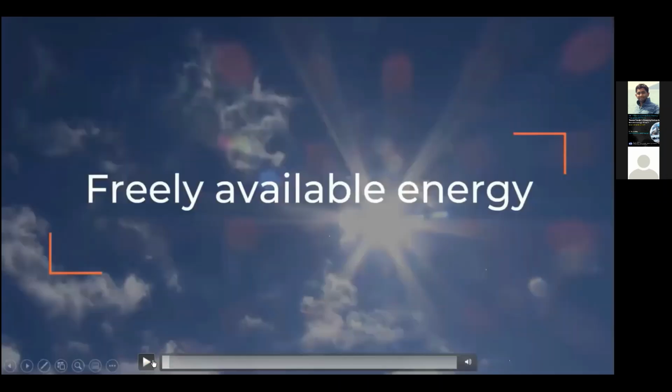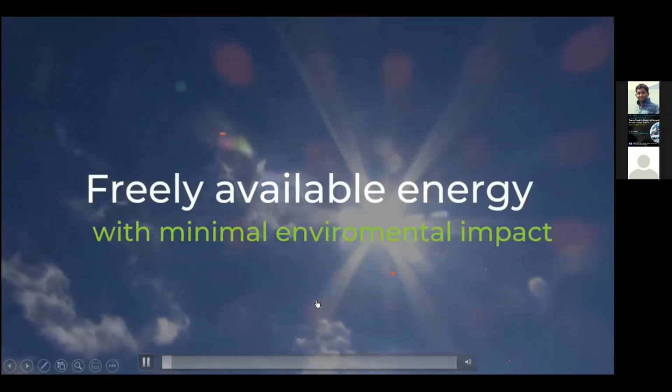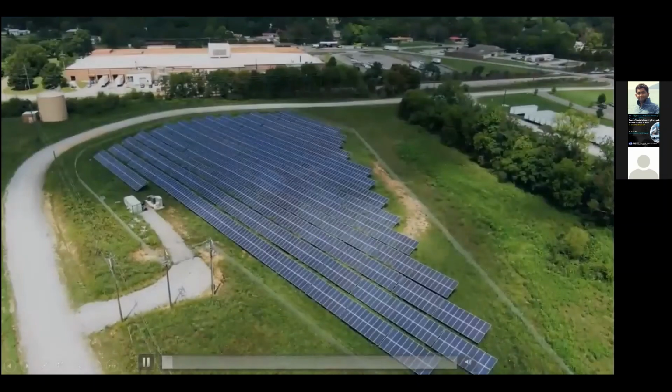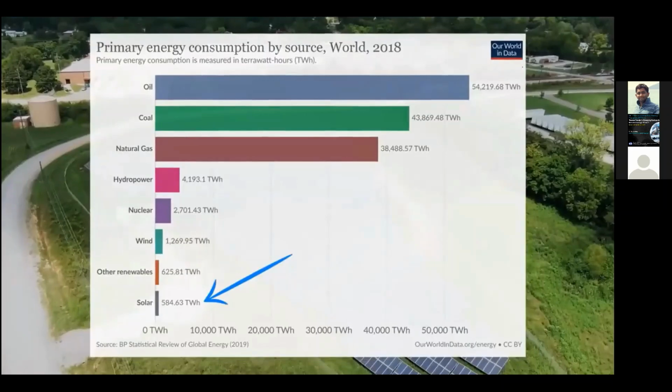Harvest and power our planet, with minimal environmental impact compared to fossil fuels. However, solar cells account for less than 1% of global energy production. So what's holding us back from using the technology we already have?